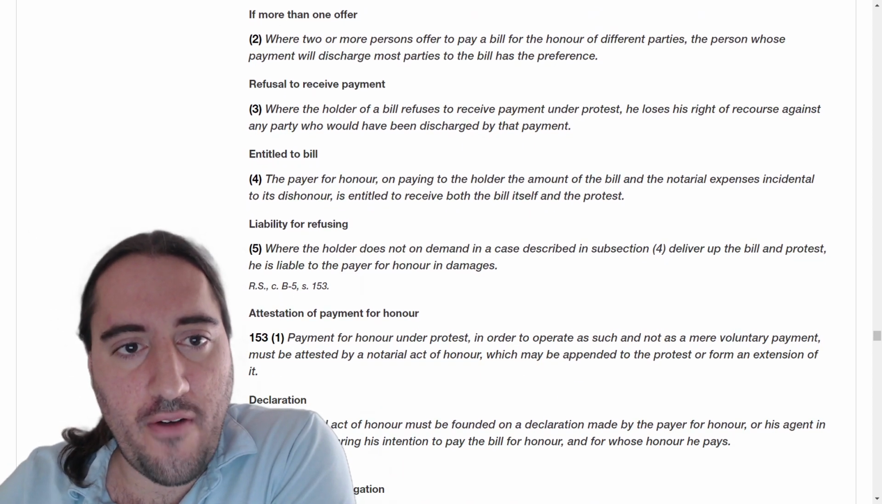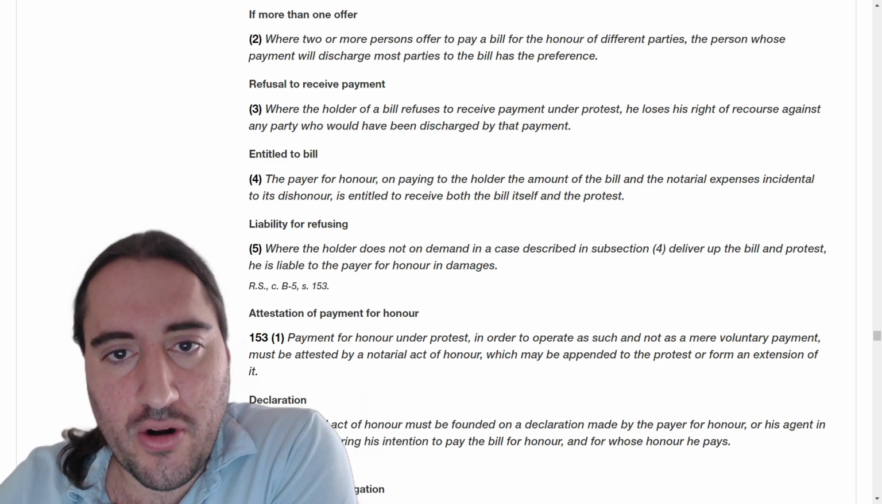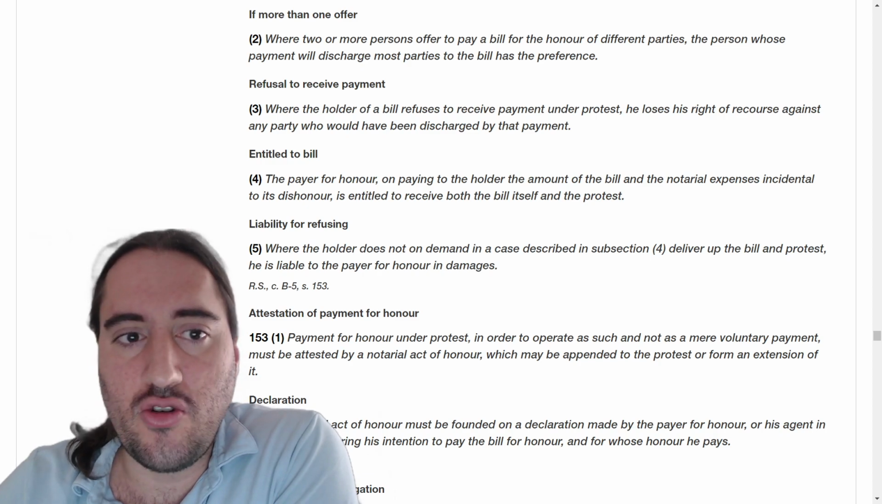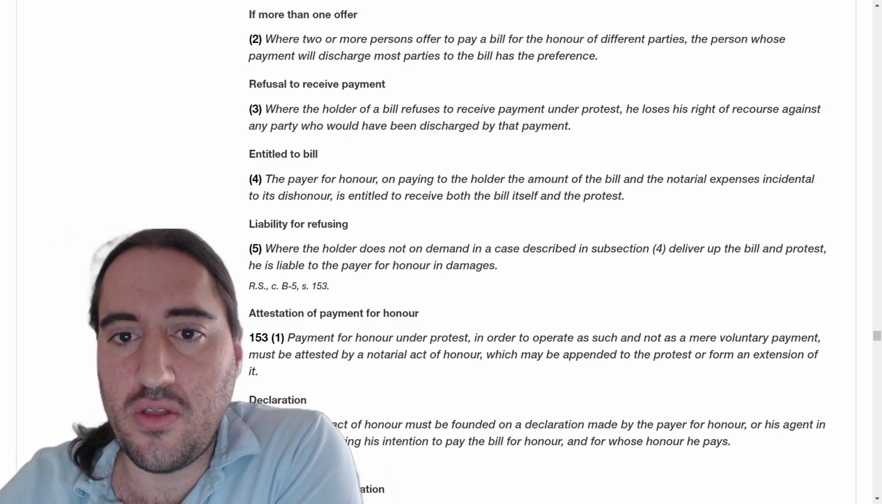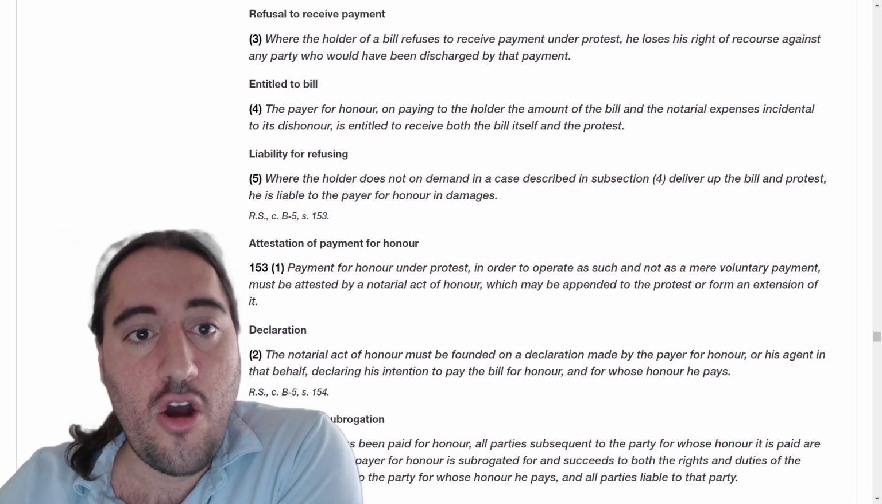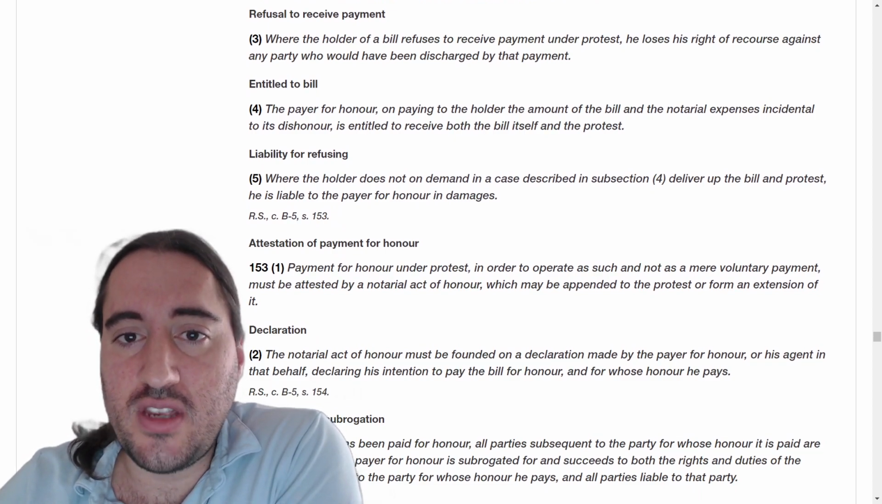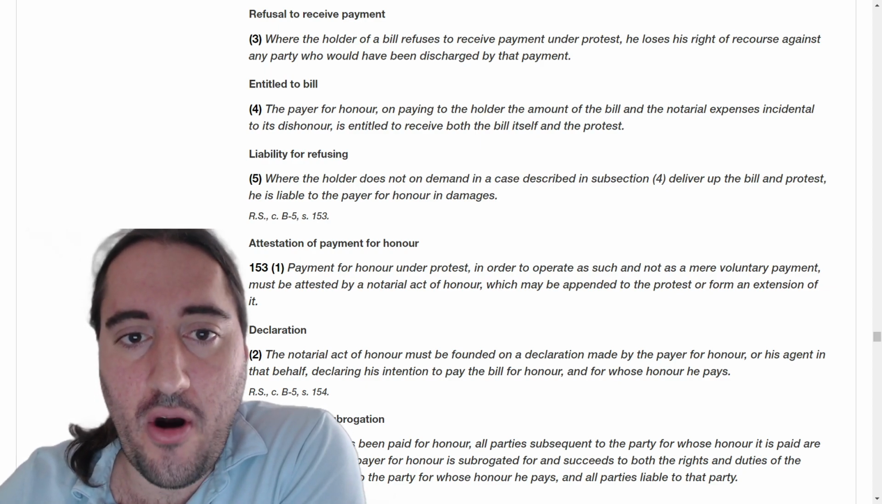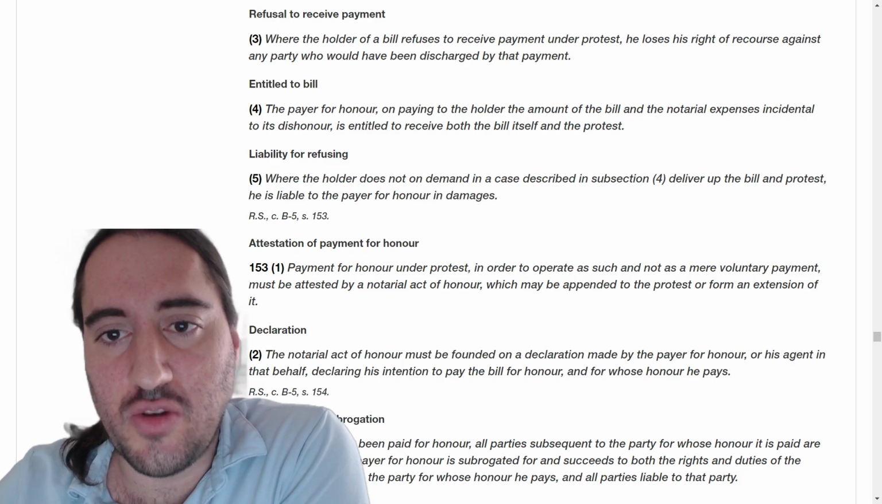If more than one offer. Where two or more persons offer to pay a bill for the honor of different parties, the person whose payment will discharge most parties to the bill has the preference. Refusal to receive payment. Where the holder of a bill refuses to receive payment under protest, he loses his right of recourse against any party who would have been discharged by that payment.